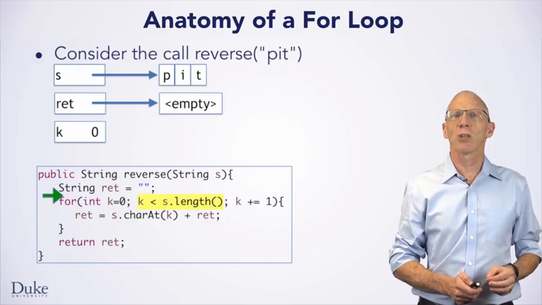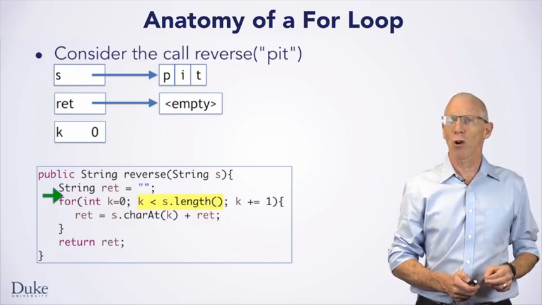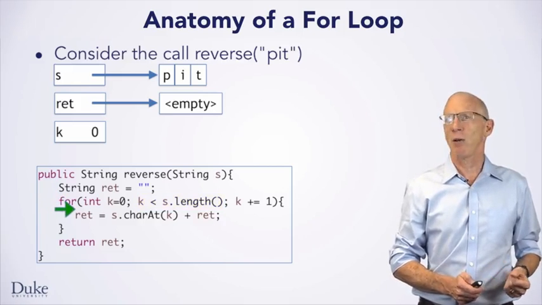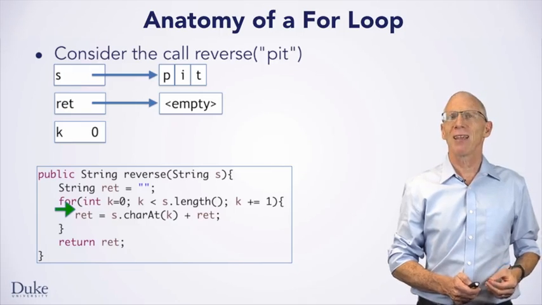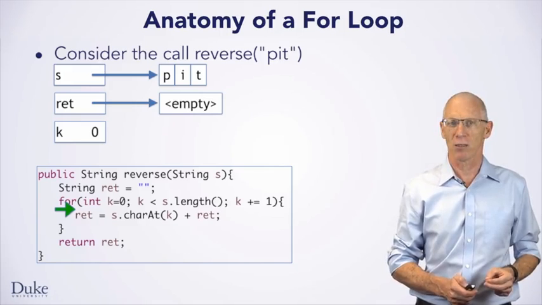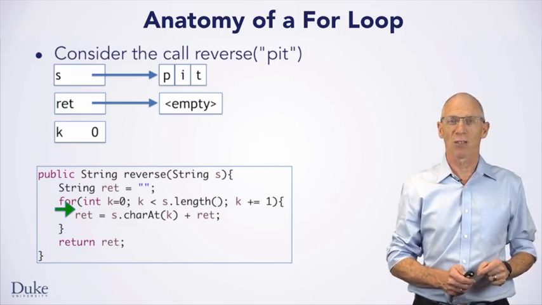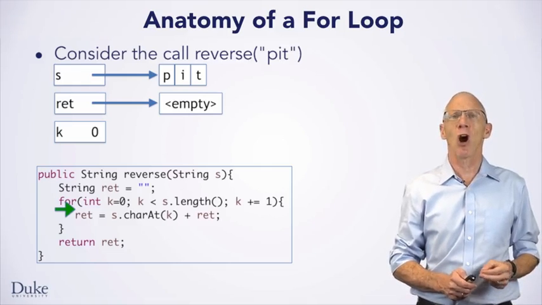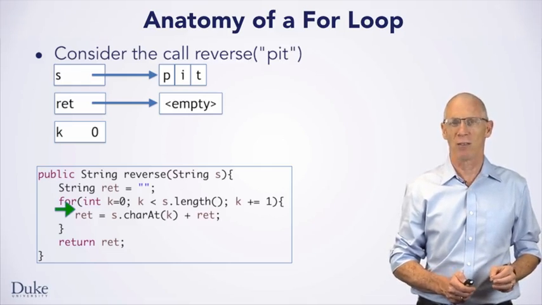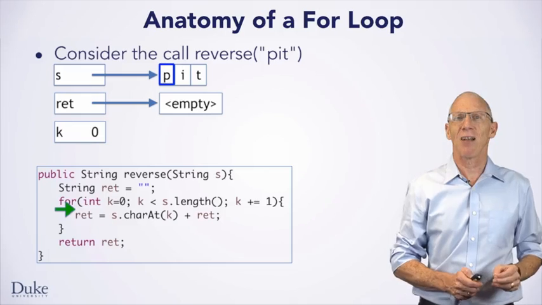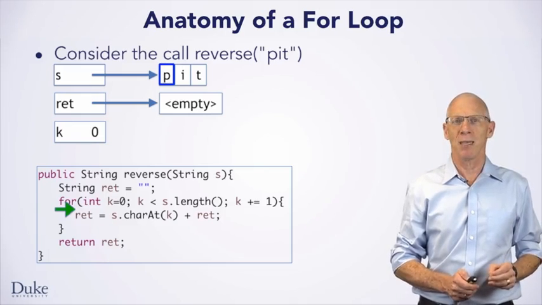The loop guard evaluates to true. Loop guards are always Boolean expressions. The loop body now executes, and the string method charAt acts as a character at a specific index. We should point out here, some people say charAt the way I do, and some people say it differently. Either one is fine. Since k is 0, the expression s.charAt(0) evaluates to p.